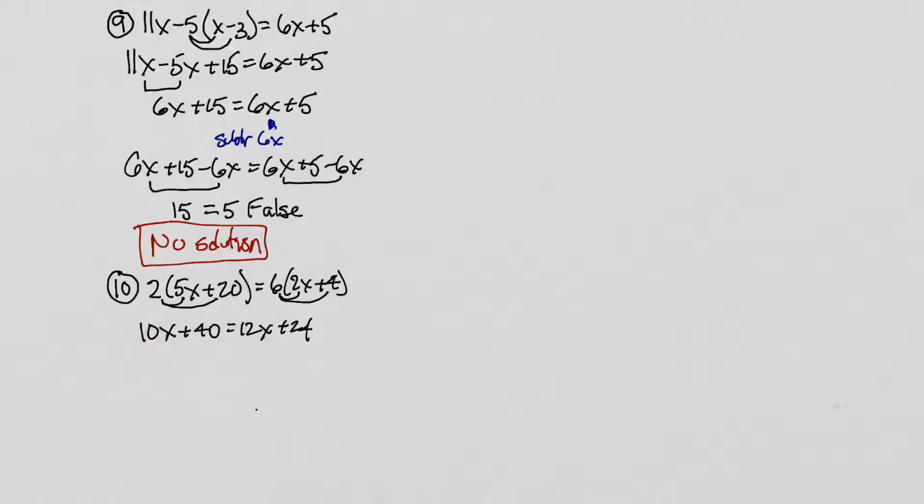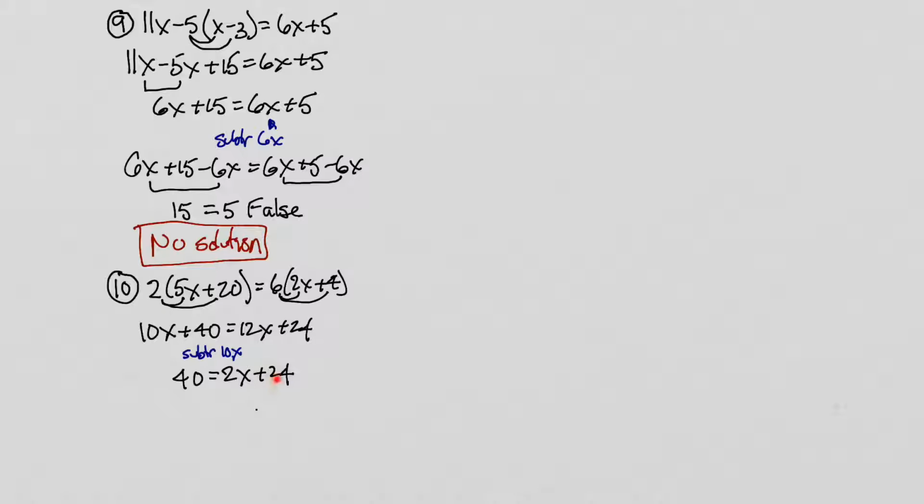So let's get rid of these. I've got positive 10x, so let's subtract 10x. So I'll just say what I'm going to do. I'm going to subtract that 10x. So if I do that, I will get 10x, right from here I'll get 10x minus 10x, no more x's. We'll get 40 equals, now 12x's minus 10x's leaves us with 2x's plus 24. Now we need to do two things.